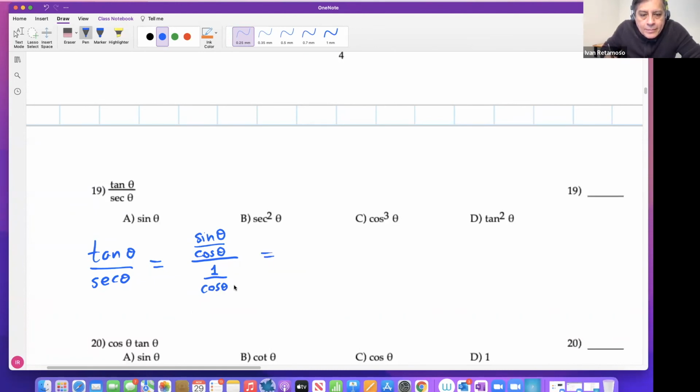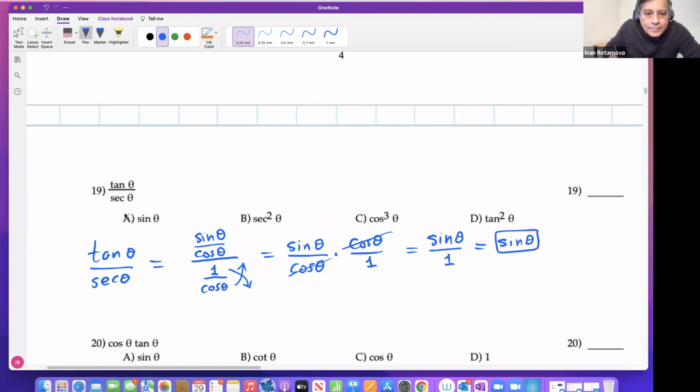Remember, when you divide a fraction by another fraction, you just multiply the fraction on the top by the reciprocal of the fraction on the bottom, right? So what we're going to do next, the reciprocal of this guy is cosine of theta over 1, right? Now notice cosine on the top, on the bottom, they cancel. Sine of theta over 1 is left, but sine of theta over 1 is just sine of theta, right? That's it. Very good.